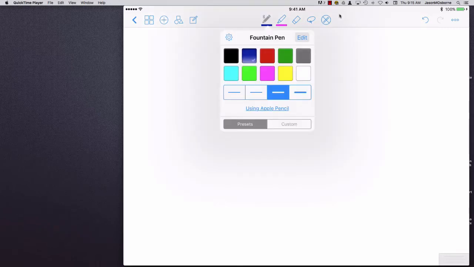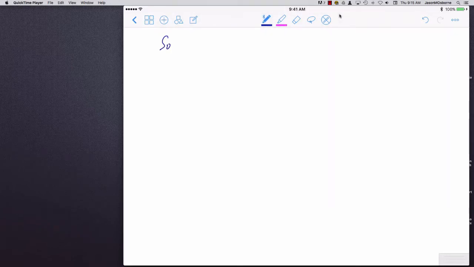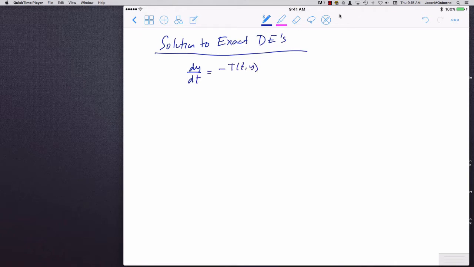In this video we're going to look at the solution to exact differential equations. I recall this is a solution method to solve a differential equation of the following form: dy/dt is equal to negative some function T, which depends on the variables t and y, divided by some function F that also depends on t and y.